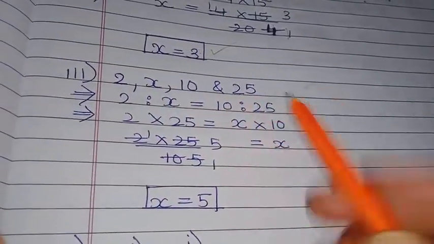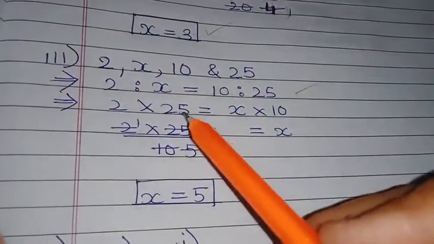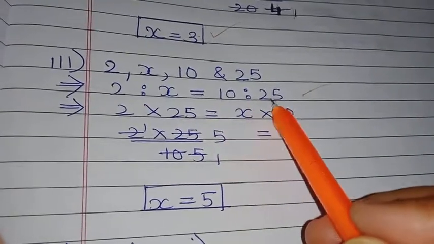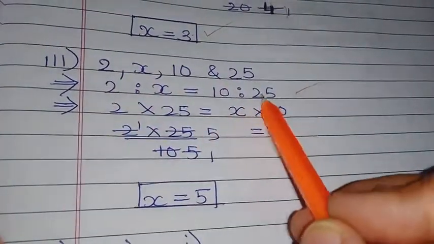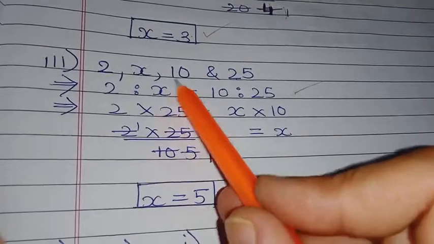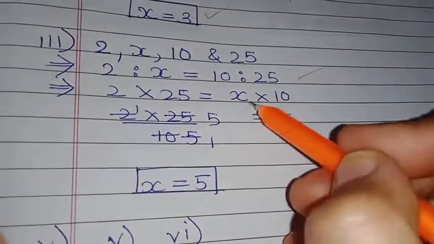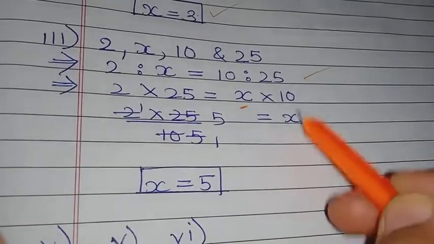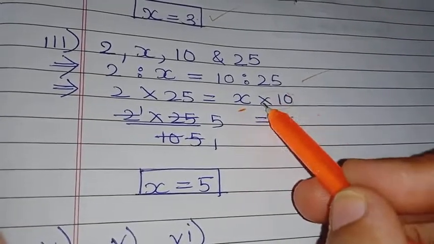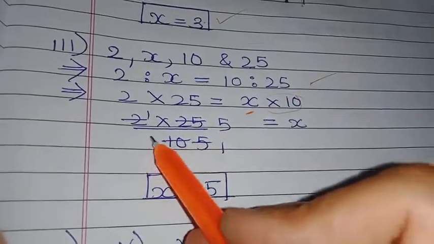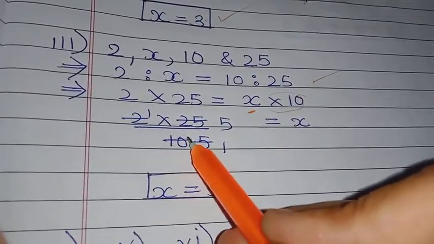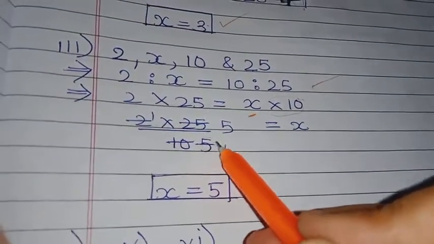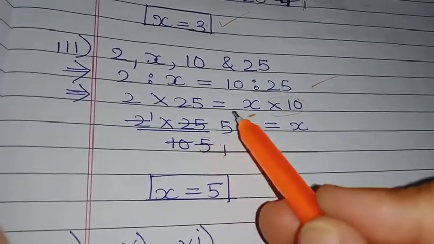Third one, let us see. 2, x, 10 and 25. Arrange it in term 1, term 2, term 3, term 4 types. So 2 is to x is equal to 10 is to 25. So product of extremes 2 into 25 is equal to product of means x into 10. Now I have to find out value of x. So let us keep x here on RHS and transpose multiplied by 10 to LHS, then it will become divided by 10. So 5 2s are 10, 5 5s are 25, 5 1s are 5.